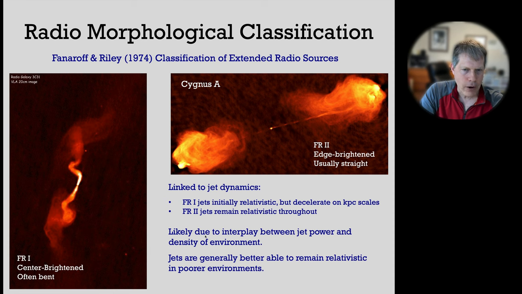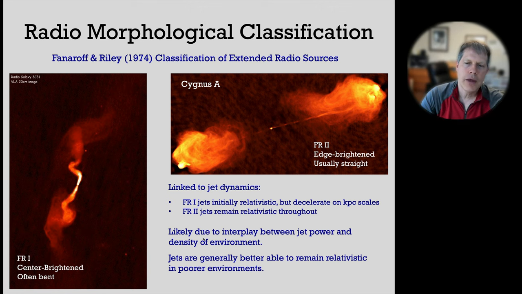We think that these FR1 jets start off initially relativistic, moving relativistically on small scales, but then once they get out to sort of kiloparsec scales, they decelerate. So there's deceleration of the jet material going on out there. In contrast, the FR2 jets remain relativistic throughout. So they start off relativistic here, and they maintain relativistic speeds out to large scales. Now then, why is there this distinction? Why are there these types?